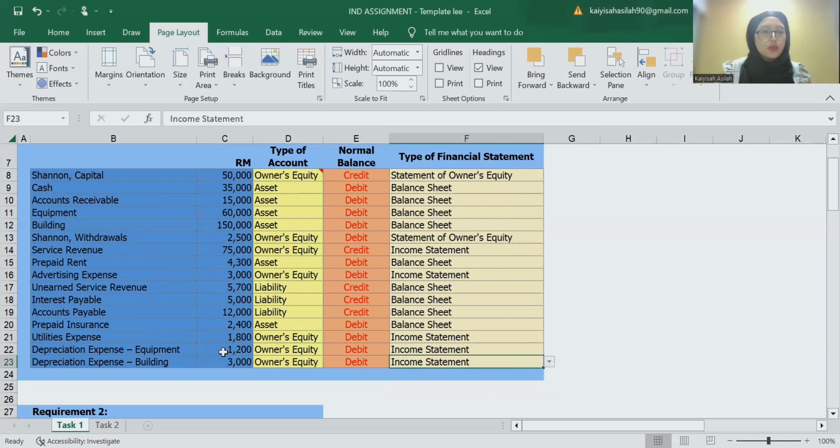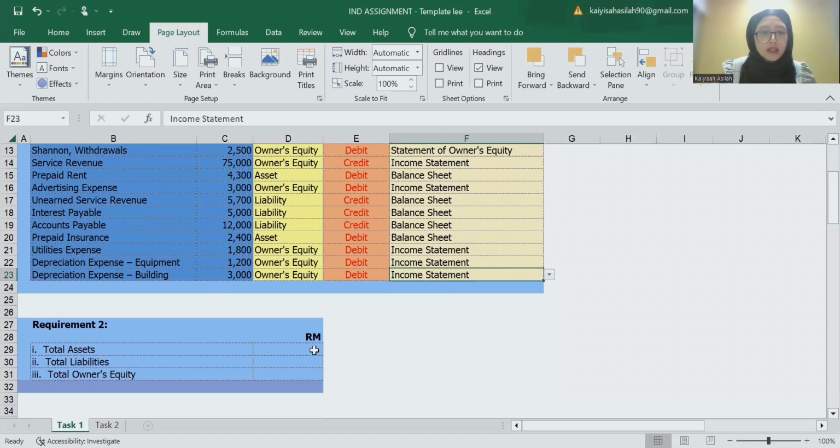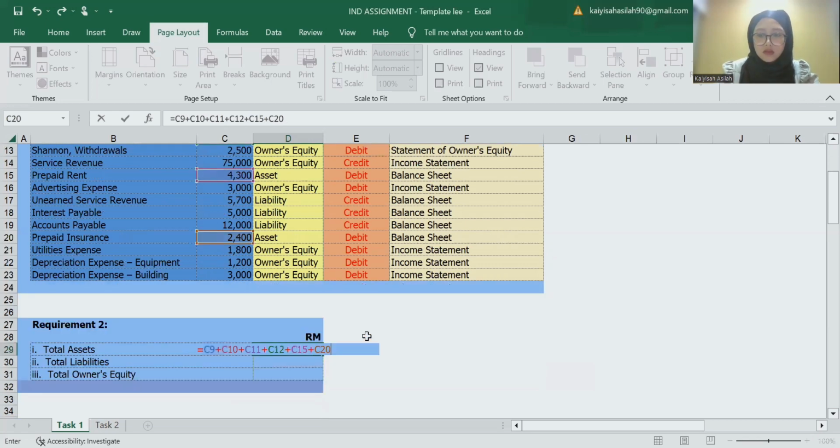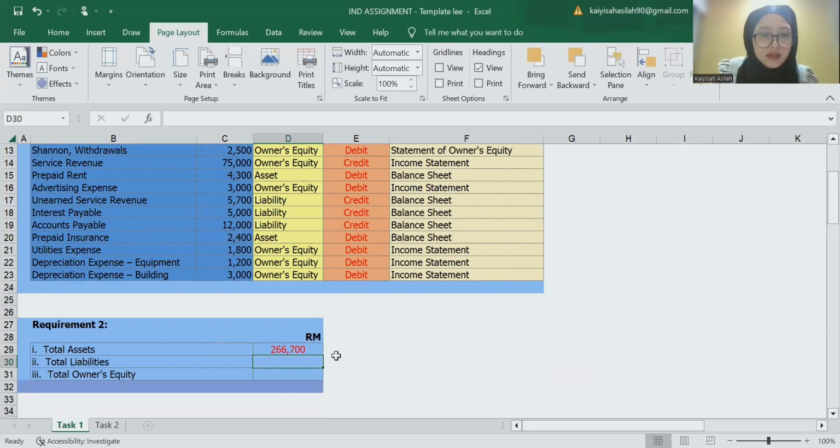So it's done. So we go to requirement 2. I have to total all the assets. So for asset, we go to the asset plus the building plus this one. So the total is 266,700.